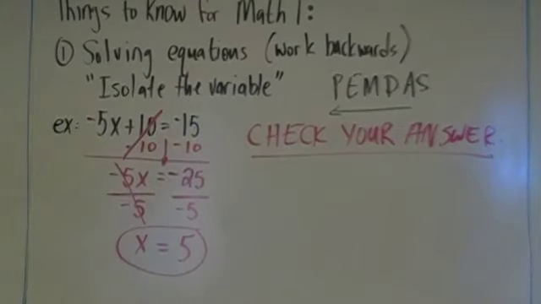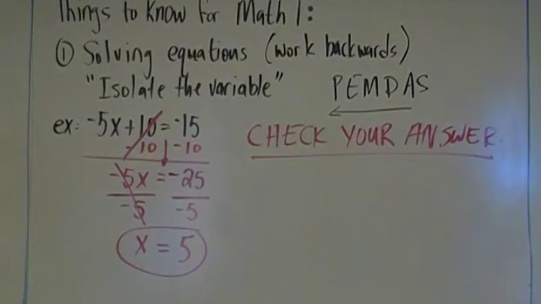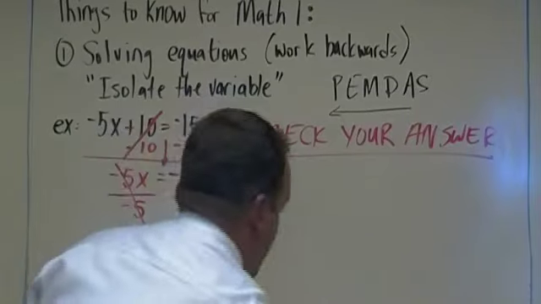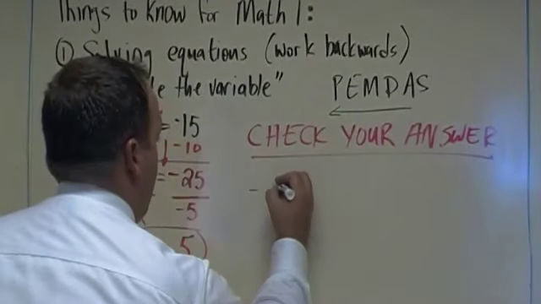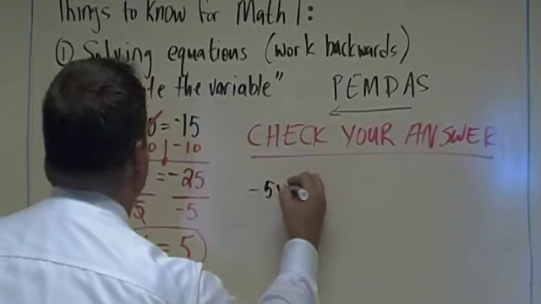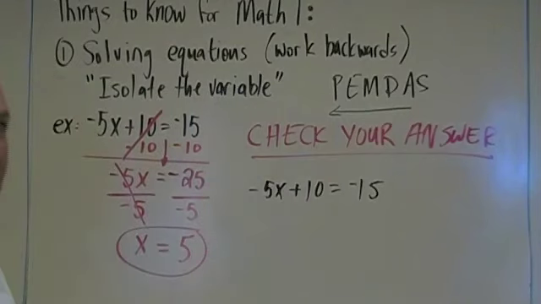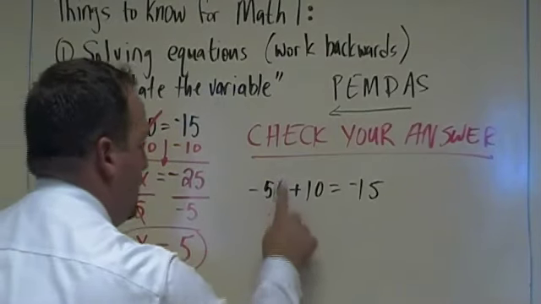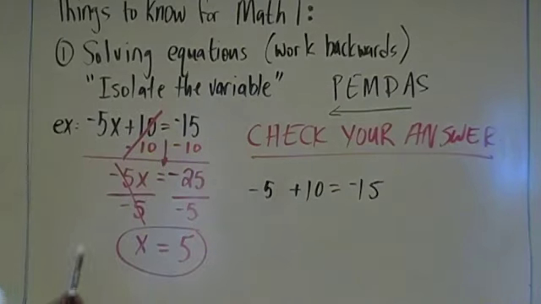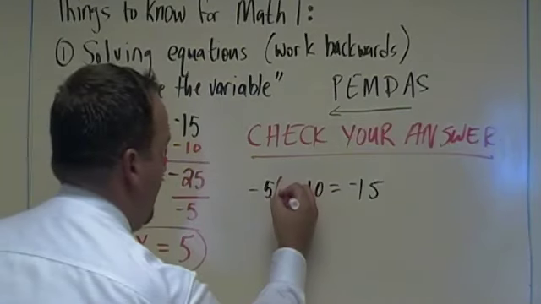How do you check your answer? You take the answer that you got and you substitute it into the original problem. So the original problem stated that negative 5x plus 10 equals negative 15. Well, instead of x, remember, we just found x. I'm going to take that out and put in what we found. We found that x was 5.